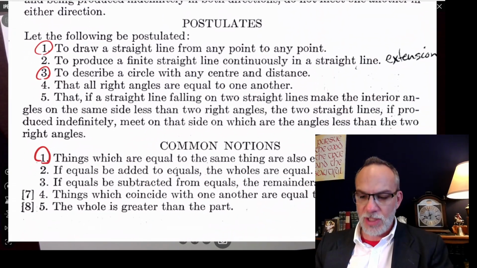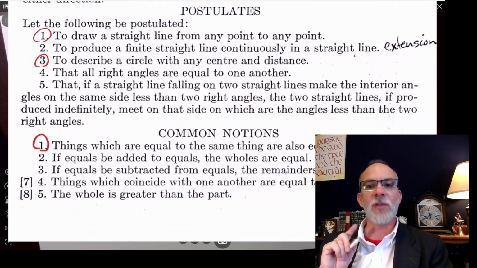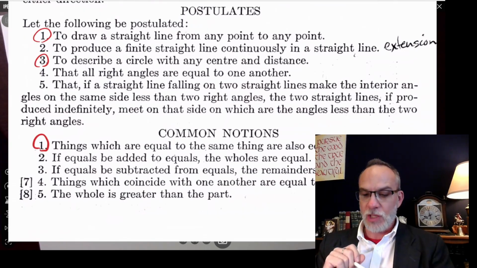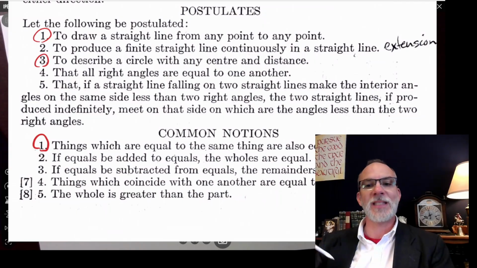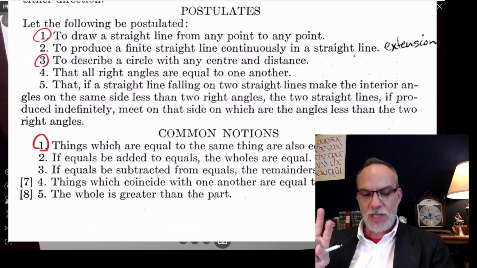Postulates. Now, these postulates are things that he's proposing as being true without the need for a proof. They're axiomatic, right? Number one, to draw a straight line from any point to any point. I can draw between 2 points, I can always draw a straight line. Okay, that should be understood as being true without the need for a proof. To produce a finite straight line continuously in a straight line. That just means you can extend any line in either direction forever. 3, to describe a circle with any center and distance. We're going to actually use 1 and 3 today.